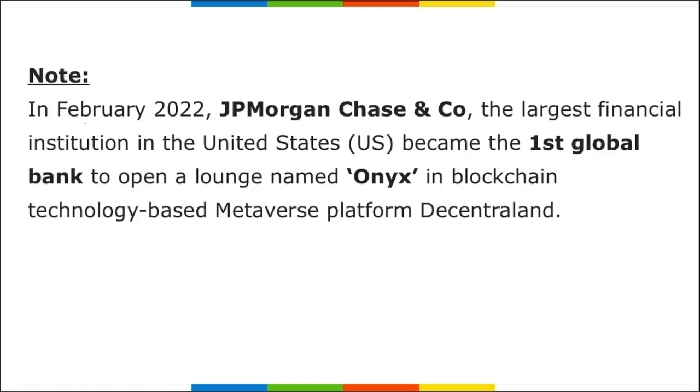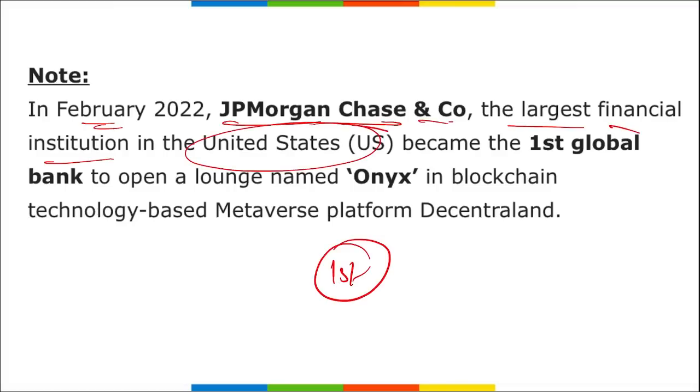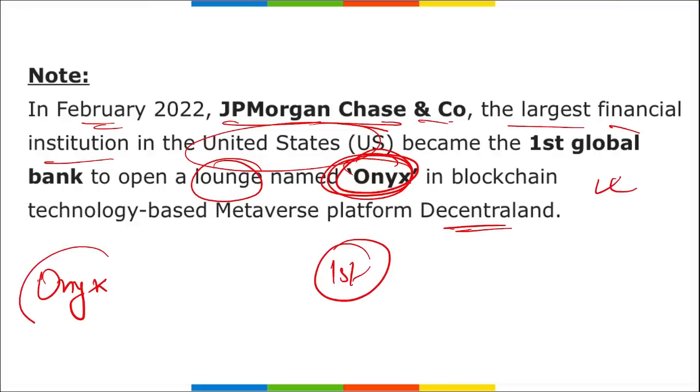Next, in February 2022, JP Morgan Chase and Corporation, the largest financial institution in USA, became the first global bank to open a launch by the name Onyx. I repeat, JP Morgan Chase launched their first global bank in a metaverse, or you can say a blockchain technology based metaverse platform, that is Decentraland. It was by the name Onyx. How can you remember this Onyx? If you used to watch Pokemon, there was a Pokemon by the name Onyx. It was a rock type Pokemon. So remember, Onyx was of JP Morgan Chase, that was launched in Decentraland.